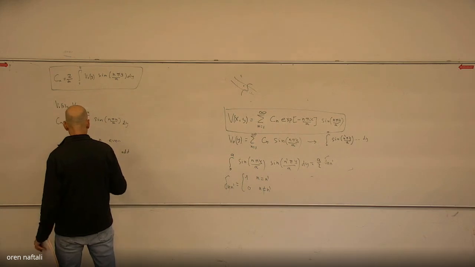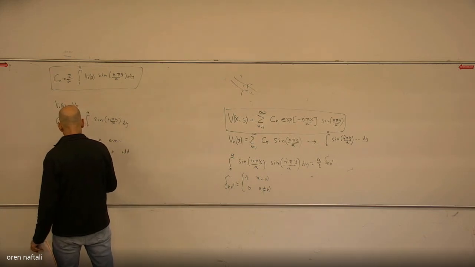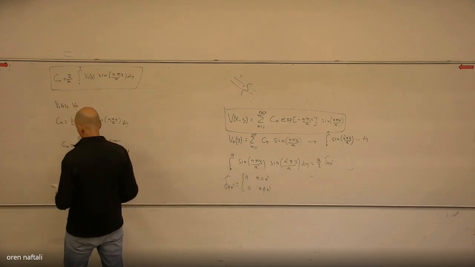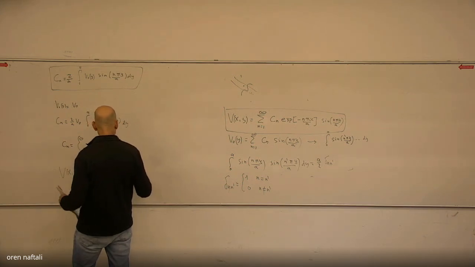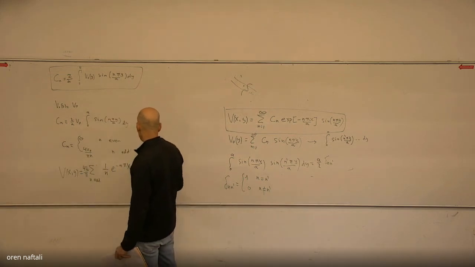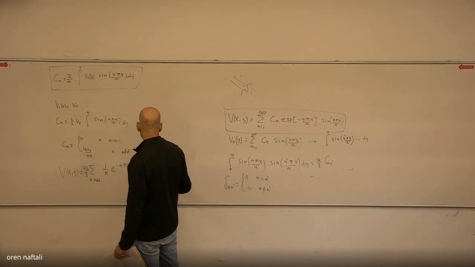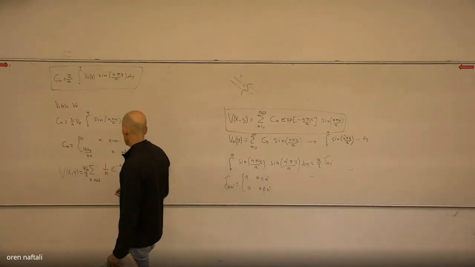Okay, there's the 4 V0 over pi, 1 over n, e to the minus n pi x over a. This was our k. Sine n pi y over a. This is the solution.